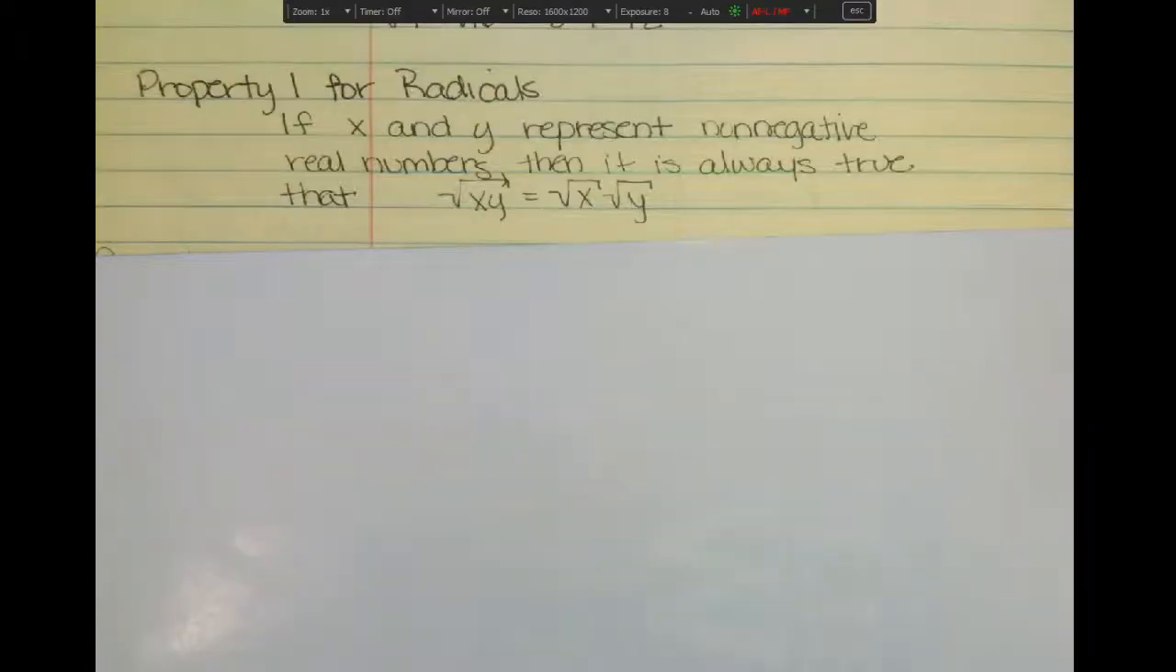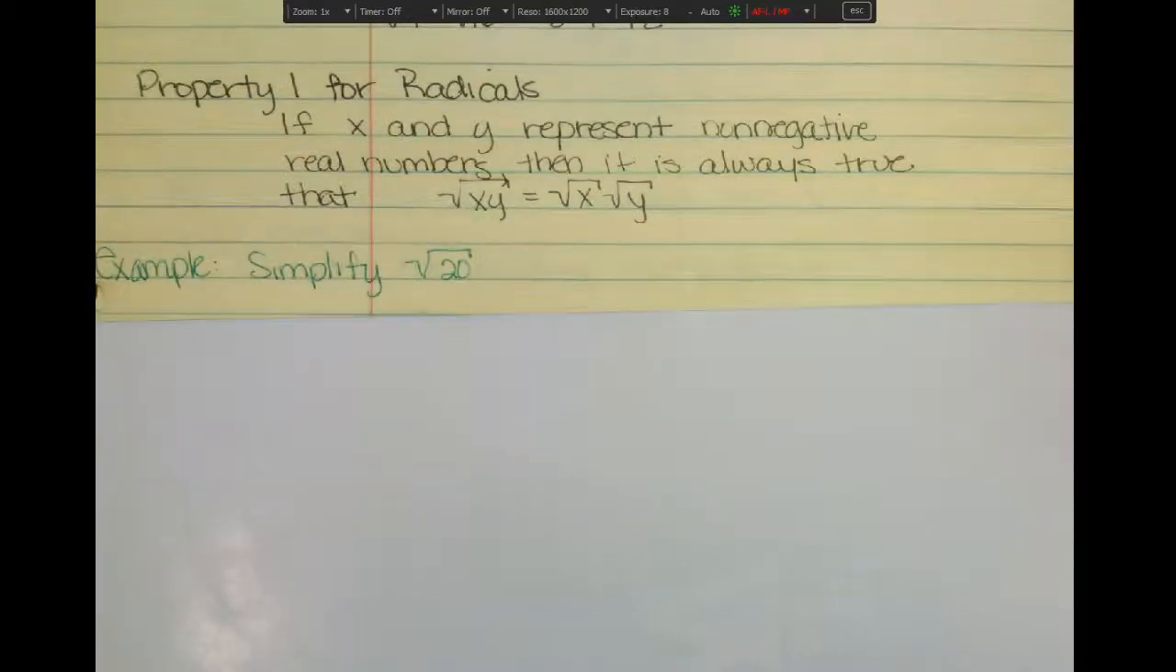Considering the previous example, this gives us our first property for radicals. If x and y represent non-negative real numbers, then it is always true that the square root of x times y equals the square root of x times the square root of y.